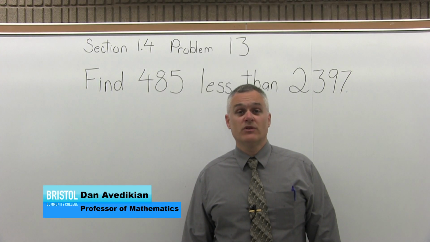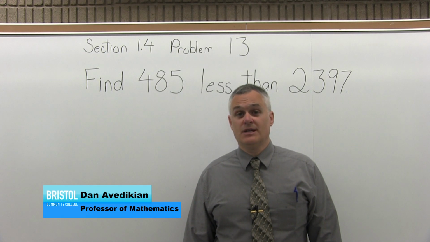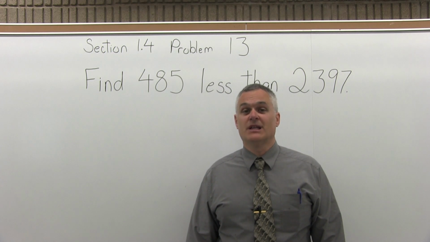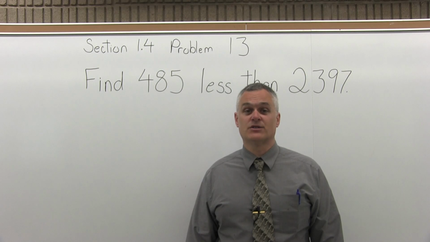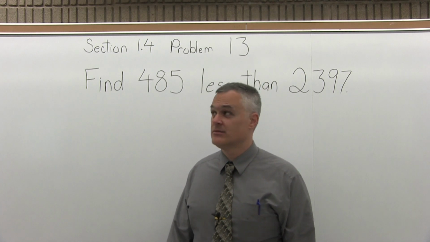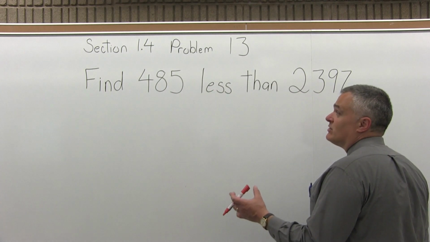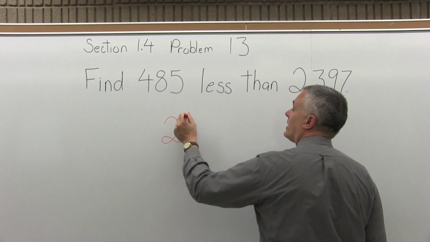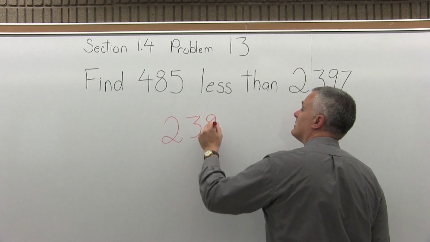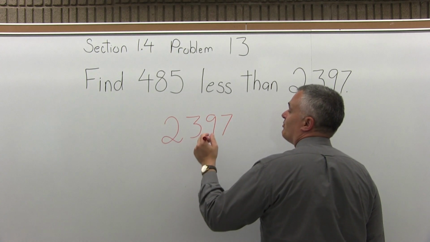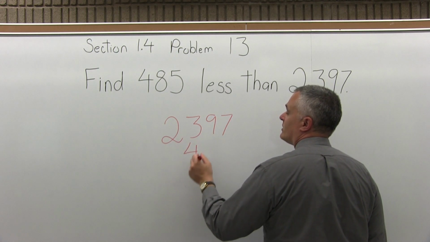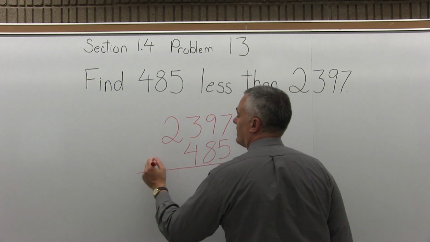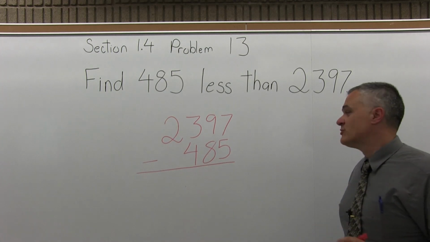This is Section 1.4, Problem 13. Find 485 less than 2,397. So we have to do a subtraction. The 2,397 is the larger number. I will write it first on top. And then beneath it, I will write 485 so that the rightmost digits line up vertically. And now I will do the subtraction.